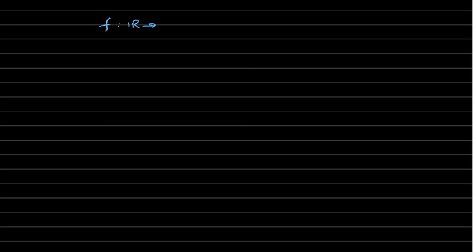Okay, let's start the lecture again. So we are discussing continuous functions actually. So we have a function f from R to R, and x naught is a point of this real line R. Then f is continuous at x naught.